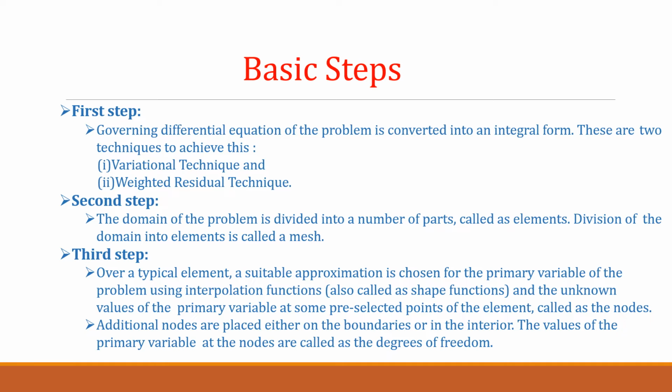Then the third step is forming a typical element and choosing a suitable approximation for the primary variable of the problem using different interpolation functions, which are called shape functions, with the unknown values of the primary variable at some pre-selected points called nodes. Additional nodes are placed either on the boundaries or in the interior of the element. The values of the primary variable at the nodes are called degrees of freedom. Generally, the degree of freedom is maximized to 6.